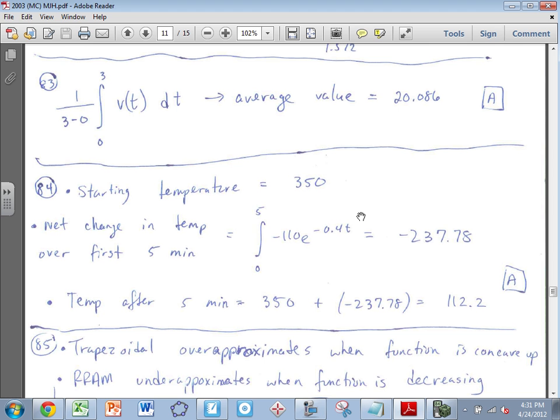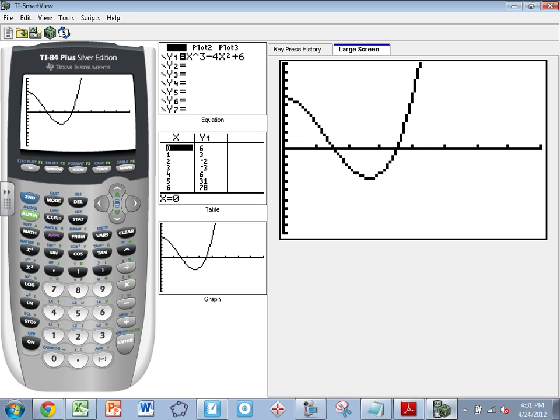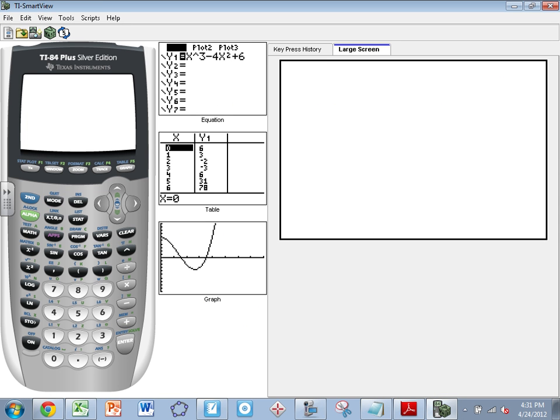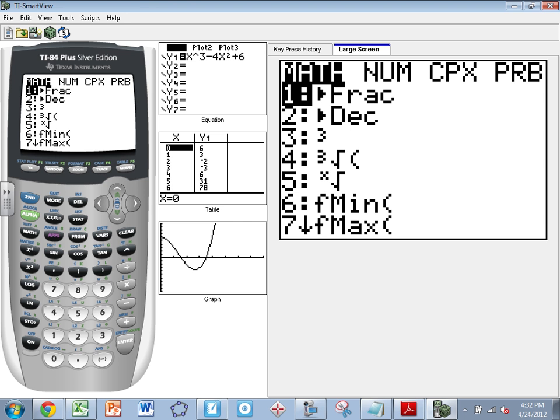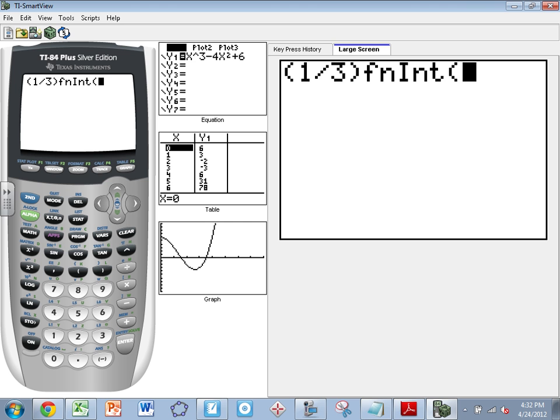Again, are you going to do this by hand? No. Absolutely not. Let's quickly do this. Ready? Watch what I'm going to do. 1/3, because it's 1 over b minus a, right? Start with 1/3. Then press math. You want to go down to fnInt, which is number 9? Nice memory, very good. I think it's 8. fnInt of secant e to the x.